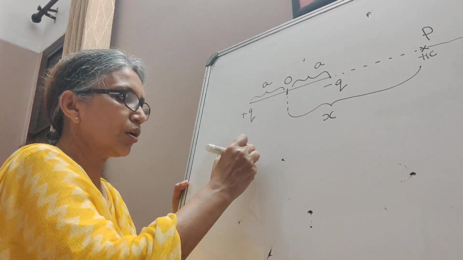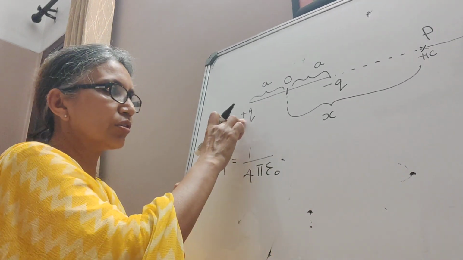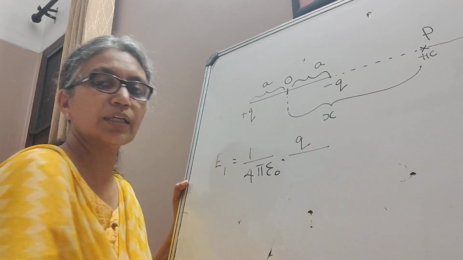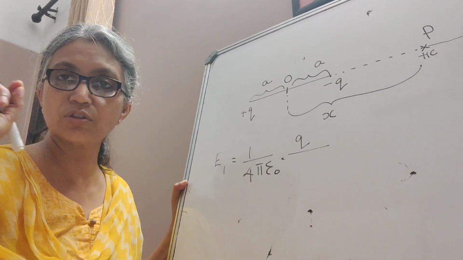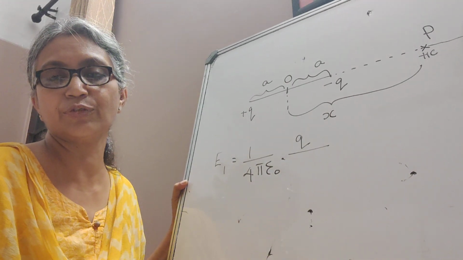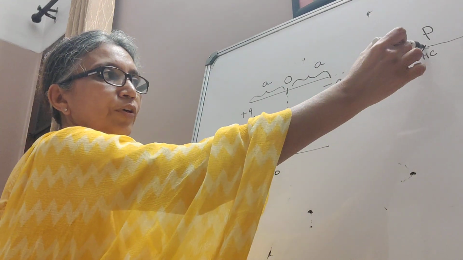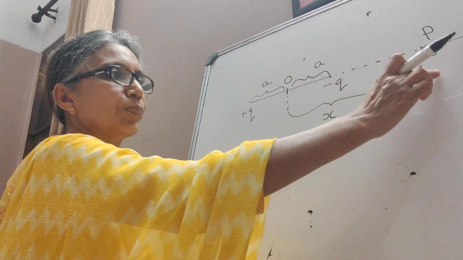So here it would be 1 by 4 pi epsilon 0. Your source charge is plus Q. So plus Q by R square, where R happens to be the distance from the source charge to where you are finding the electric field, meaning where you have kept the plus 1 coulomb. So that's our point P here. So that means we need the total distance from plus Q to point P.